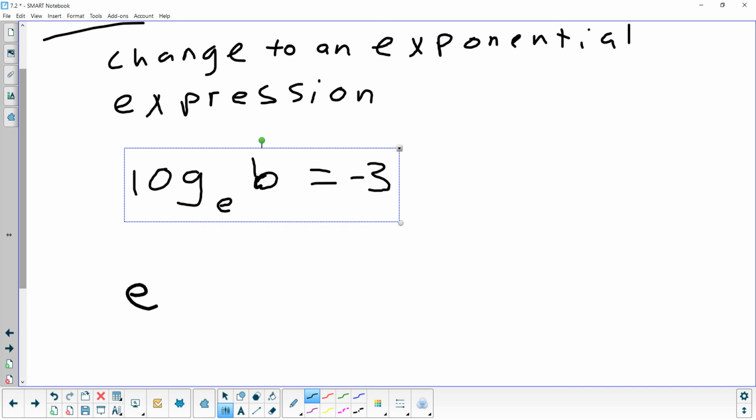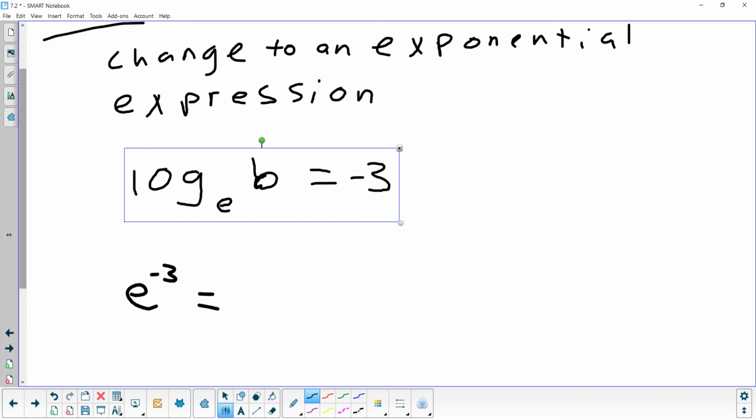I forget. My brain's not really working today. That's okay. Anyone help her out? What is it? Logarithm always equals the exponent. So in this case, the exponent is a -3.